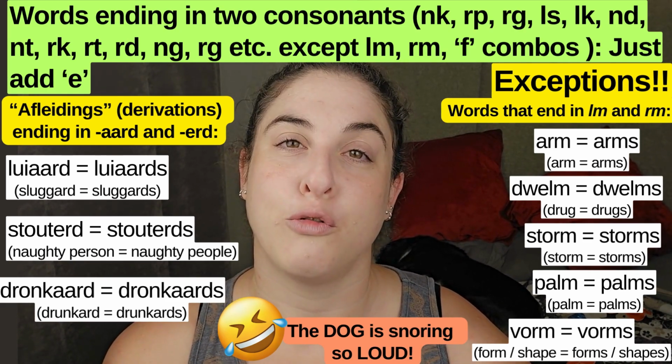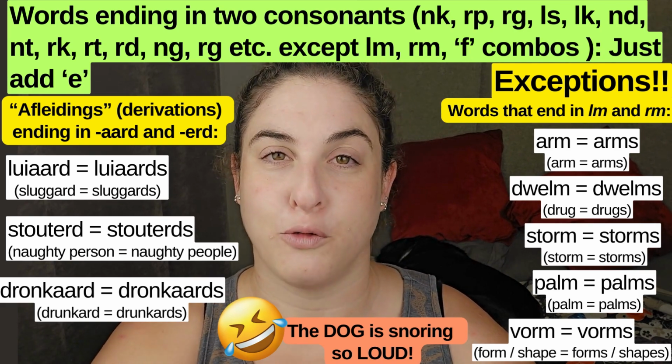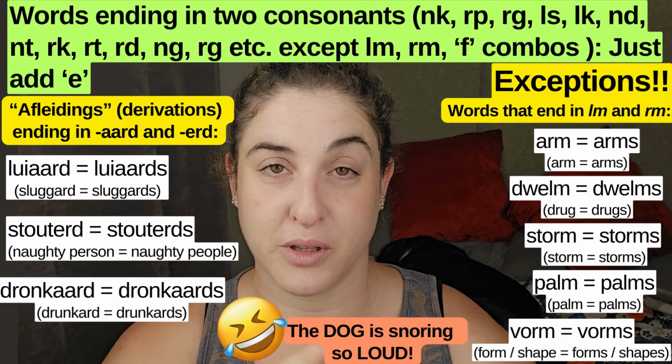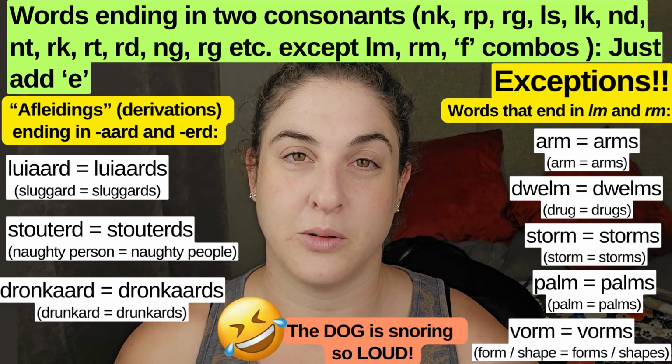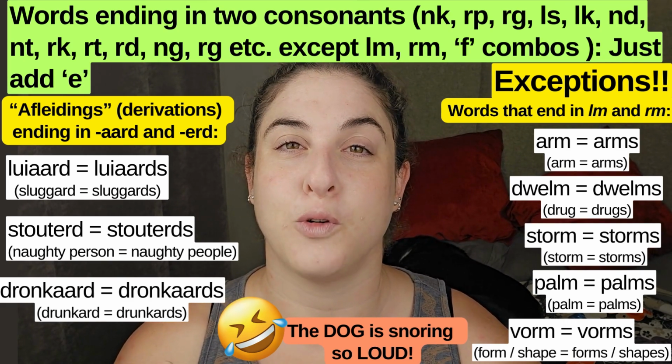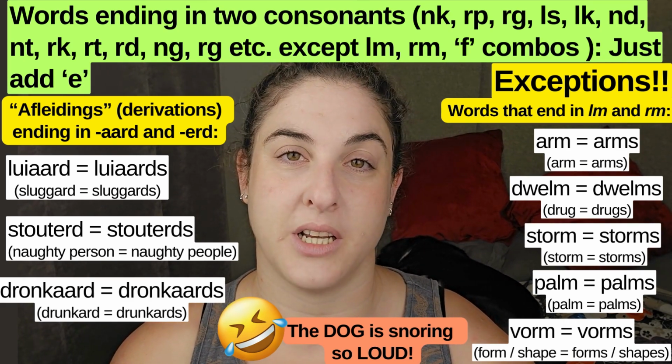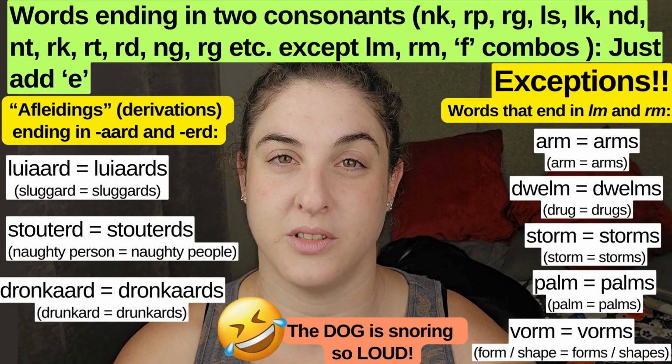Form, forms, and that is a form or shape. Both of those, like a form that you fill in or a shape. Then it's forms and shapes. The plural is forms in Afrikaans.